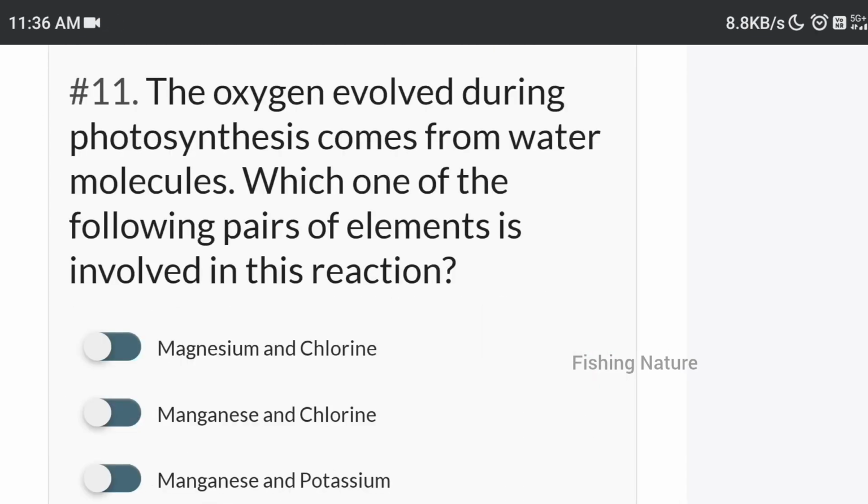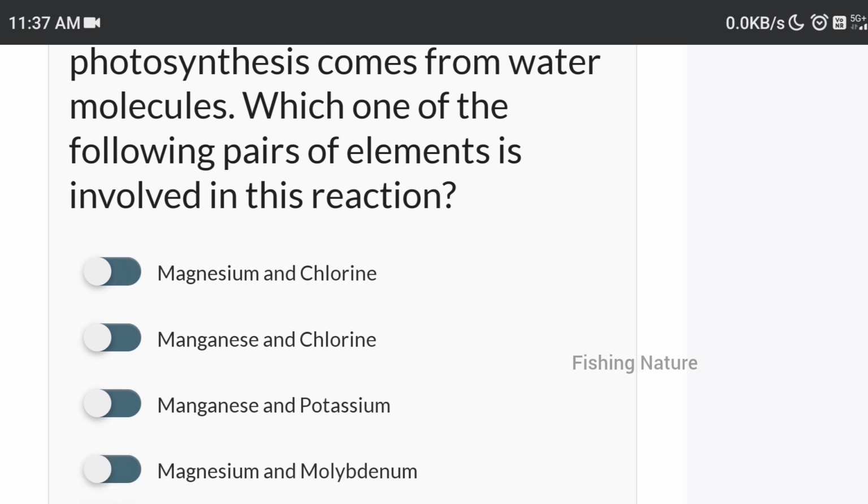Oxygen involved during photosynthesis comes from water molecules. Which one of the following pairs of elements is involved in this reaction? Magnesium and chlorine, or manganese and chlorine, or manganese and potassium, or magnesium and molybdenum? Which is the correct statement? It is option B, manganese and chlorine.